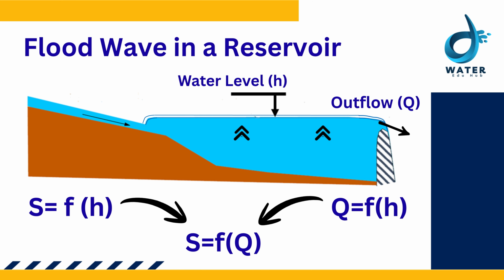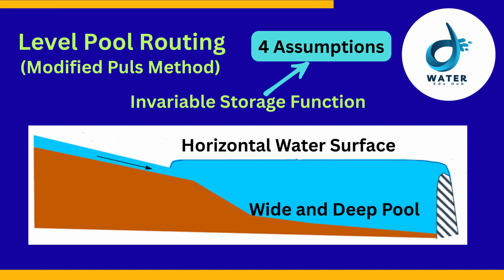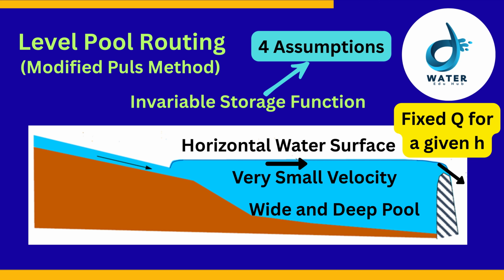This storage function can be variable or invariable. The level pool routing method, also known as the modified Puls method, works with an invariable storage function. This type of storage function works with the following four assumptions. First, the water surface in the reservoir is assumed to be horizontal. Second, the reservoir pool is assumed to be wide and deep compared with its length in the inflow direction. Third, the flow velocity within the reservoir is assumed to be very small. Finally, for a given water level, outflow discharge is assumed to be fixed.